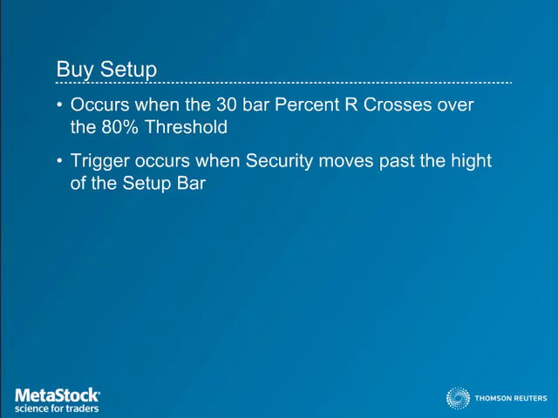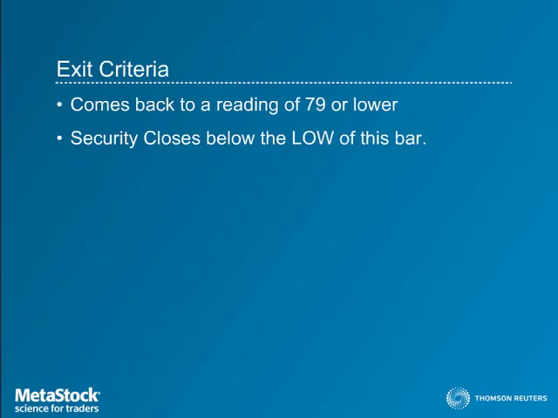The trigger occurs when the security moves past the height of the setup bar. So your percent R cross above the 80% is the setup, and that's where he gets into the trade as long as it goes above that high. Again, he's willing to wait another bar to get a confirmation. We're looking to cherry pick trades here. We're not looking for just a good trade. We're looking for the ones that confirm, and he's really about looking for confirmation. So let's go to the next slide.